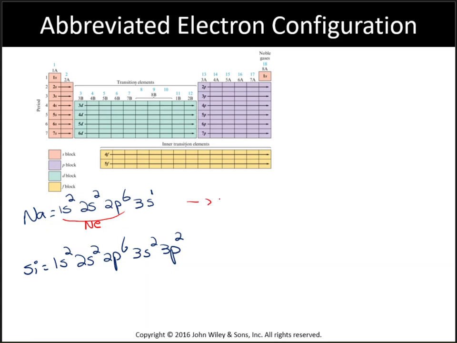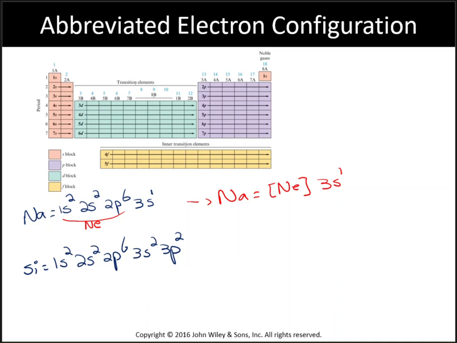So I could write the electron configuration of sodium in a different way. I can adopt the electron configuration of neon and then 3s1. So this is called the abbreviated electron configuration for sodium. For abbreviated electron configuration, you basically adopt the electron configuration of a noble gas. When you adopt it, you have to write that in brackets.